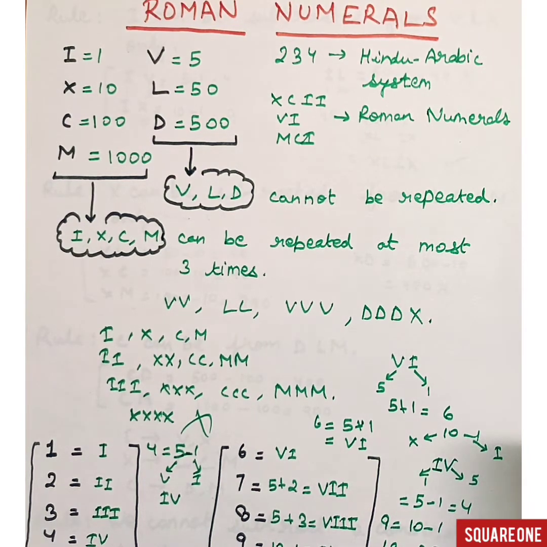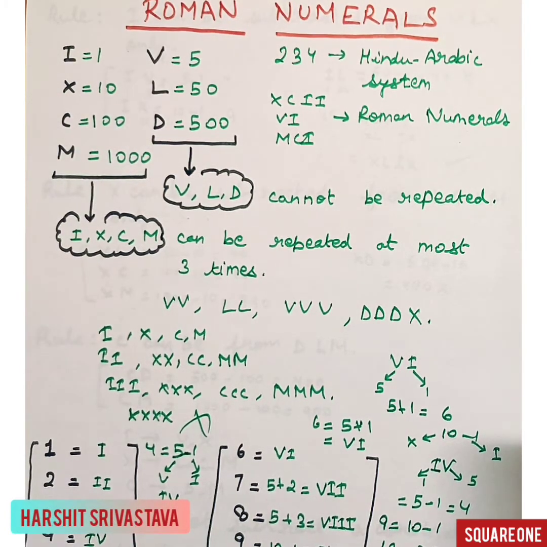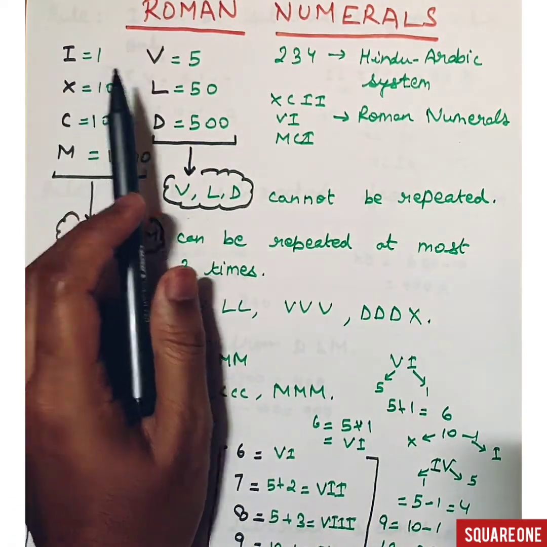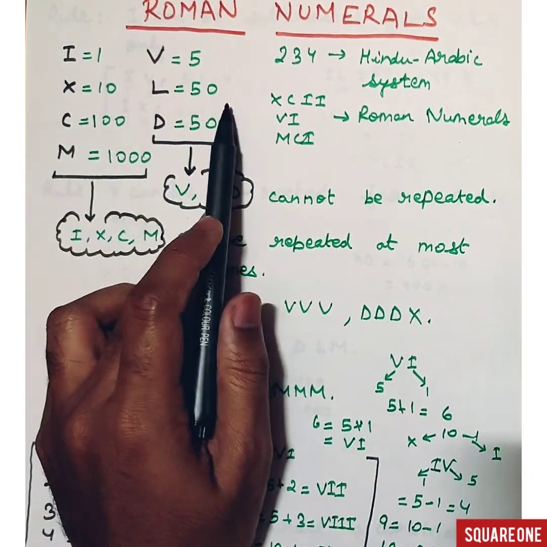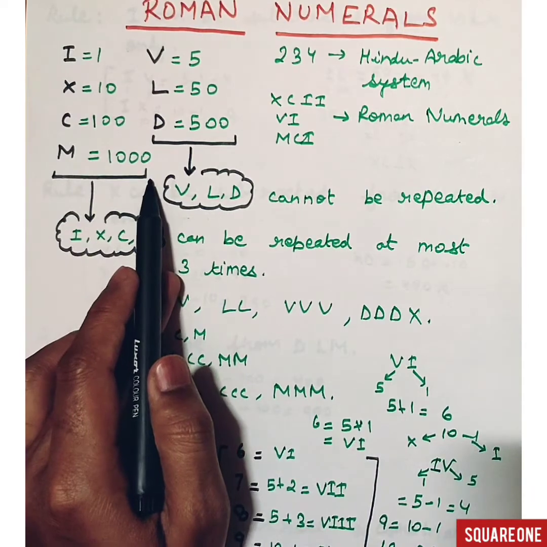In the previous video, I taught you the rules of the Roman number system. Let us have a look at all the rules once again. I told you that I is equal to 1. These are the Roman digits. V is equal to 5, X is equal to 10, L is equal to 50, C is equal to 100, D is 500 and M is 1000.